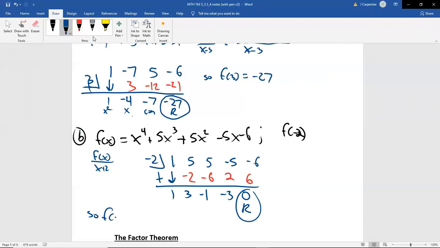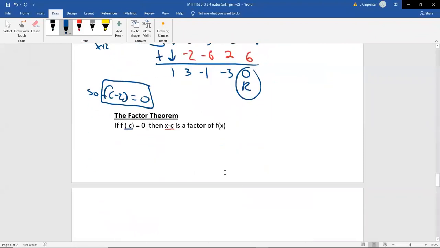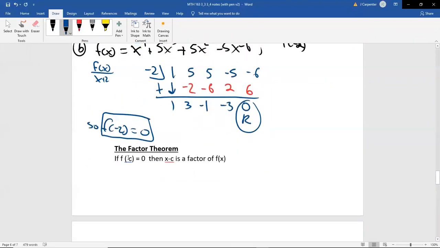So f of negative 2 is equal to 0. And this is the special case we're going to want moving forward. I've already talked about how it means these things are factorable. It means the original function was factorable. So the factor theorem says if some evaluation is 0, then x minus c is a factor.